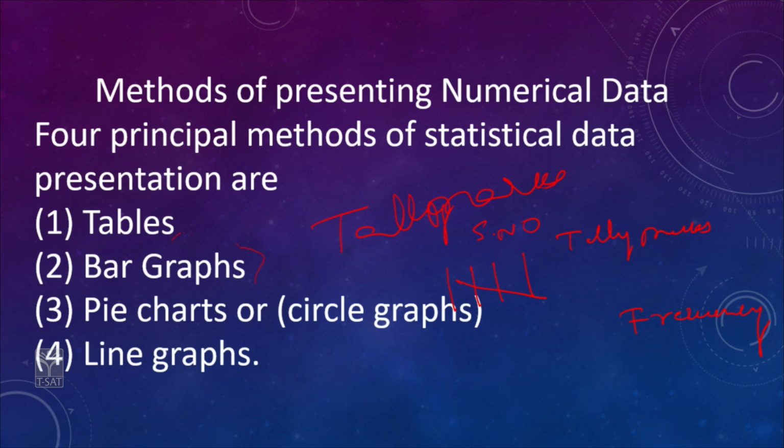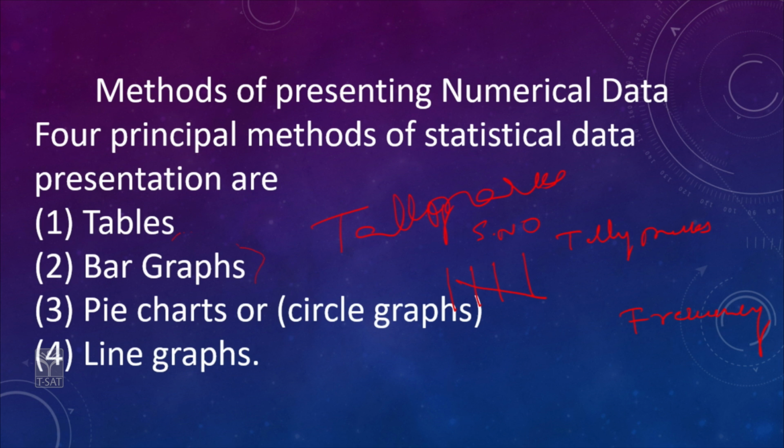The next one is bar graphs. Here the very important thing is what a bar graph is. In a bar graph, the class size is considered as the width of the rectangle and the frequency is considered as the length of the rectangle. This is very important information about bar graphs. The width of the rectangle gives the size of the class, and the length of the rectangle gives the frequency of the data in that class. In bar graphs we have rectangles.